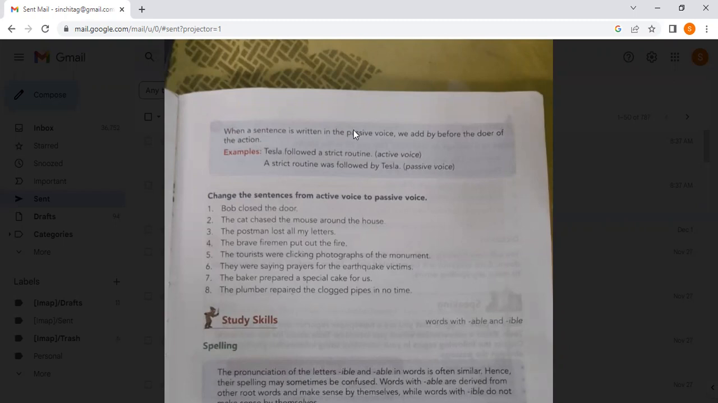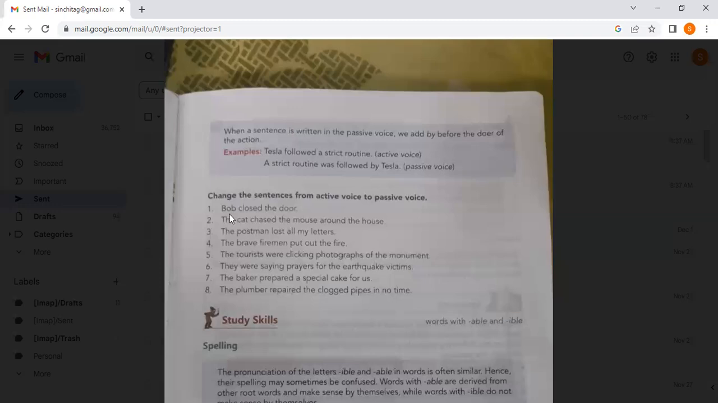See, when a sentence is written in the passive voice, we add by before the doer of the action. For example, if you are doing an action, we will add by Saranya. Then it is called the passive voice. For example, the drawing has been done by Saranya. So here we are using the word by before the doer. Who is the doer? Saranya is the doer. So this is an example of passive voice. Is it clear, beta? Yes, ma'am.